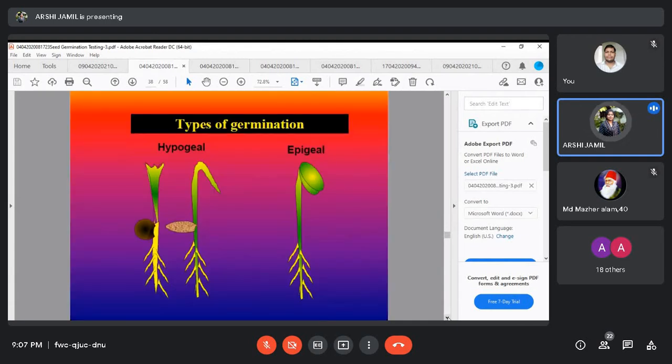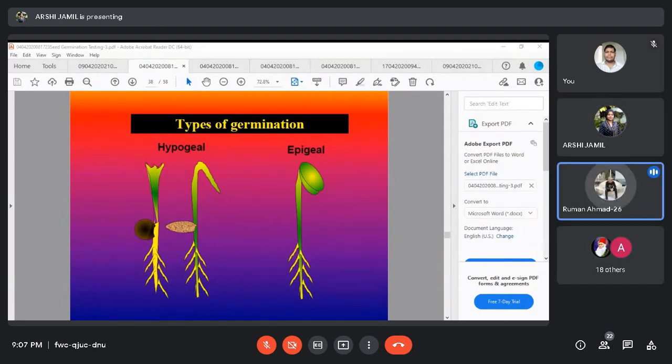Now, different types of germination, you would have read this in your class 10th also. There are 2 types of germination, the hypogeal germination and the epigeal germination. What is hypogeal and epigeal germination? Anyone amongst you? Ma'am, in epigeal the root develops first, and in hypogeal the shoot develops first. Anyone else? Is he correct or not?